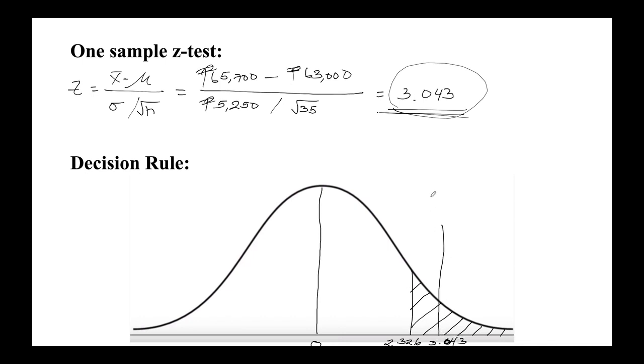So, nag-fall ang ating Z computed, no? This is the 3.043. Anong gagawin natin? No, 3.043 is greater than 2.326. Or, sa madaling salita, Z computed is greater than Z critical.